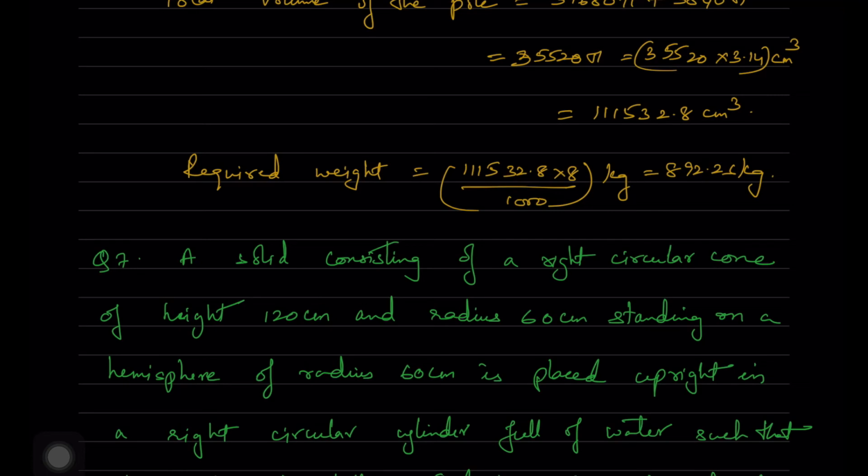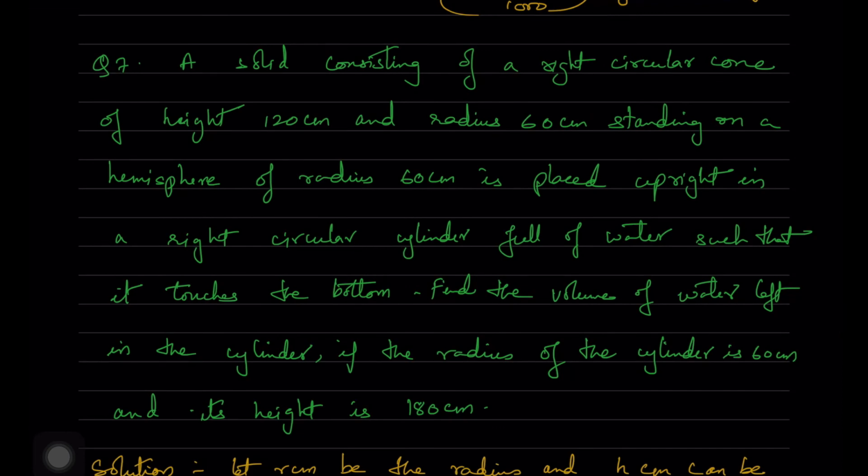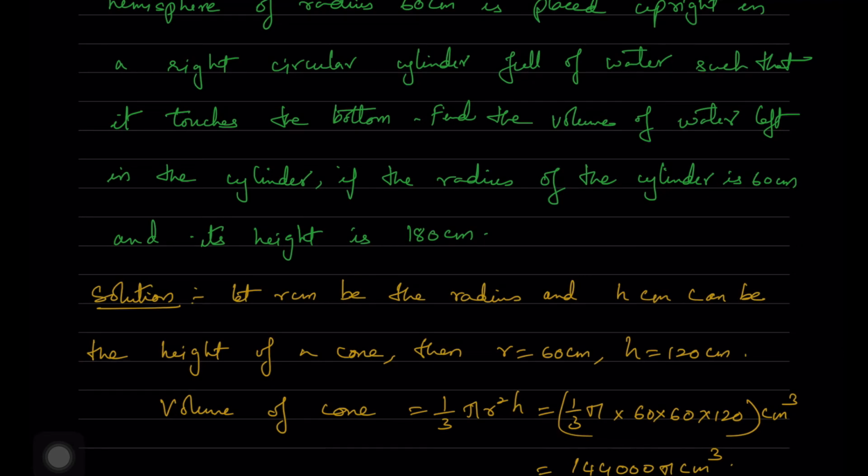Now going to the 7th question. A solid consisting of a right circular cone of height 120 centimeters and radius 60 centimeters standing on a hemisphere of radius 60 centimeters is placed upright in a right circular cylinder full of water such that it touches the bottom. Find the volume of water left in the cylinder if the radius of the cylinder is 60 centimeters and its height is 180 centimeters. So now, let r centimeters be the radius and h centimeters be the height of the cone. Then r is equal to 60 centimeters, h is equal to 120 centimeters.